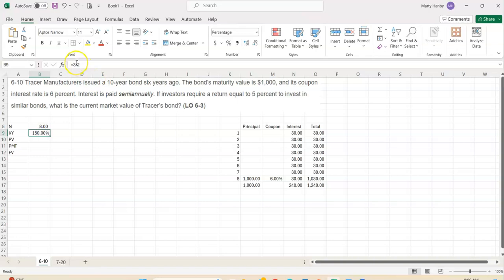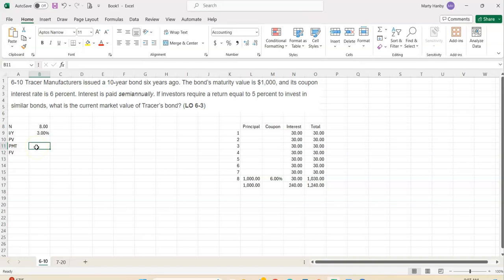Equals 3 divided by 2. No, it's not going to work. If you're not doing any operation, you can't. Of course, that's not even right anyway. So here, 0.06 divided by 2 will give us 3%. So we're calculating PV. If we were doing this in a calculator, we would compute PV.